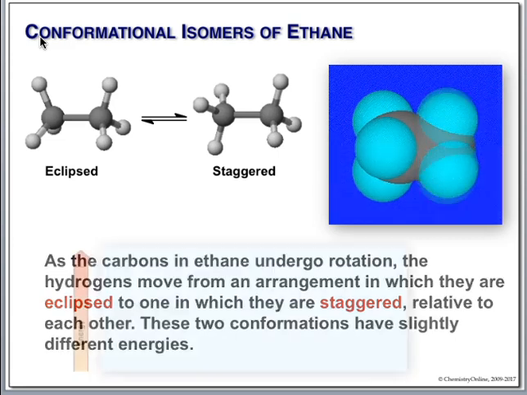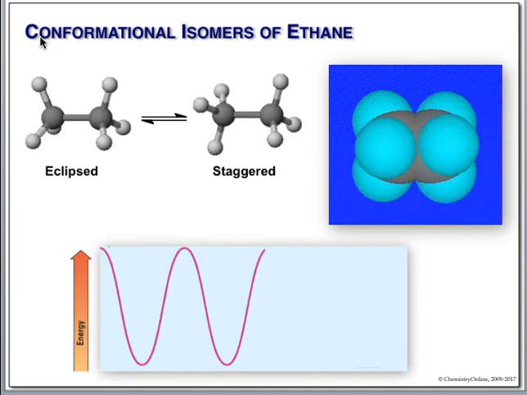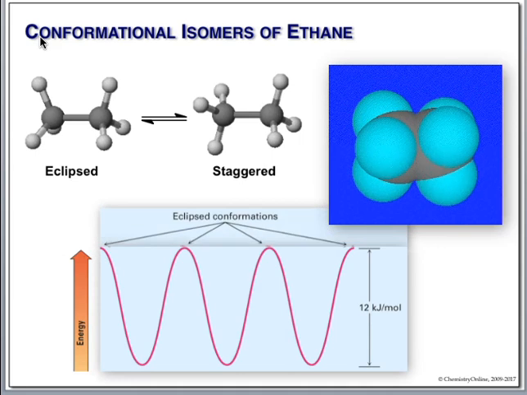If we actually plot out the energy difference here, it looks something like this. As we go back and forth, roughly 12 kilojoules per mole, the eclipsed, where they're just barely touching, is the highest energy, and the other one is lowest. Now, again, at room temperature, this doesn't matter, but if you do things at very low temperatures, it really would matter. You can freeze out one conformation if you go low enough in temperature. Now, this is a conformational isomer. Once again, we don't really worry about those because at room temperature, it spins so fast, we can't tell.